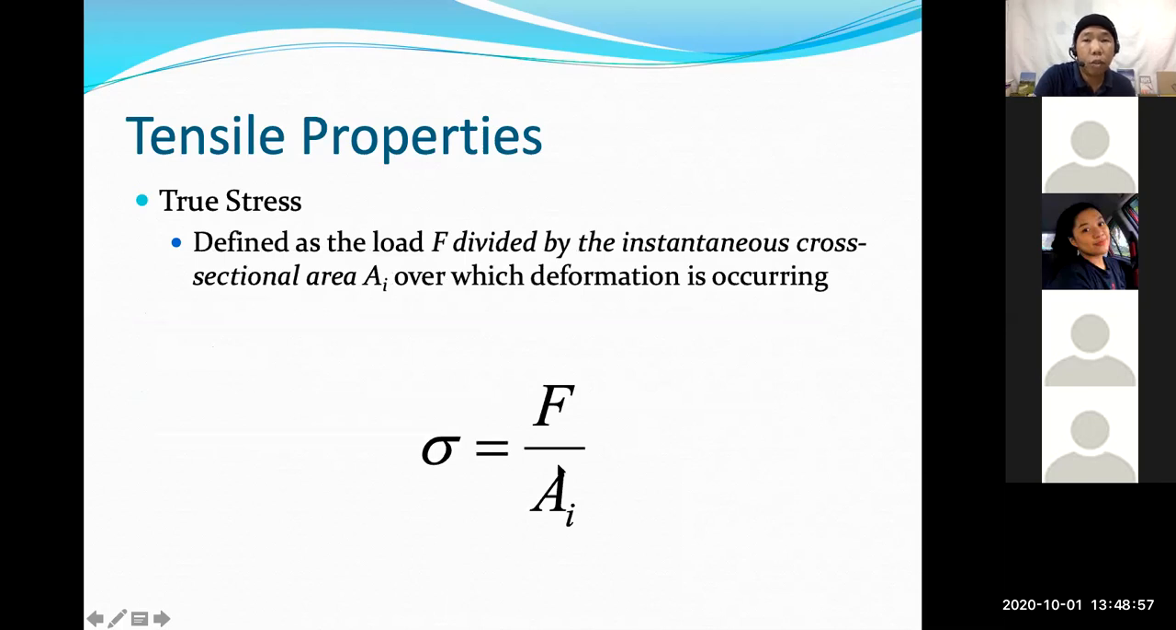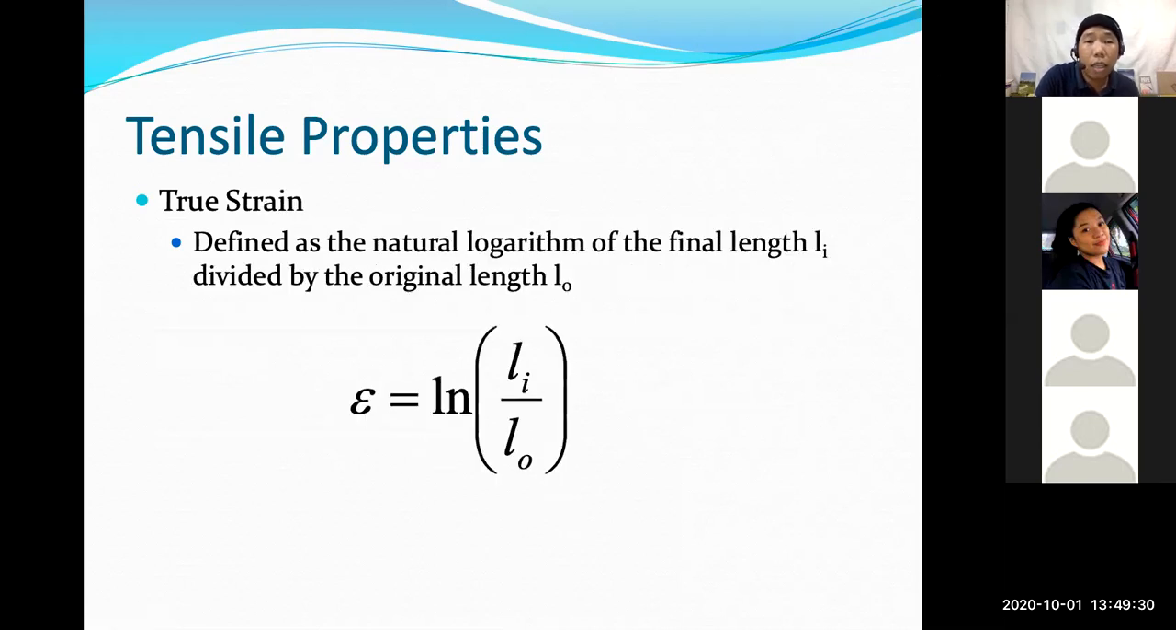Now we have the term true stress. So what is true stress? We know that the formula of stress is the applied force over the cross-sectional area. True stress is defined as the load F divided by the instantaneous cross-sectional area over which deformation is occurring. Again, if you have a problem to solve, stress is equal to the force over the cross-sectional area. The unit of force is Newton and area is in square meters if it's SI, or basically in Pascal.